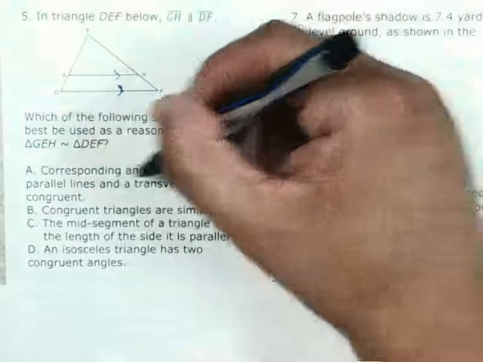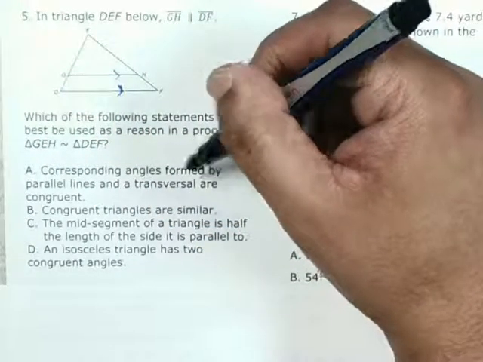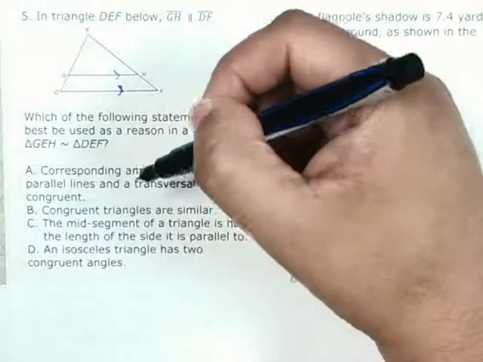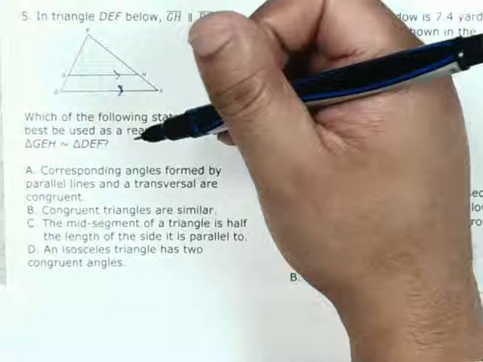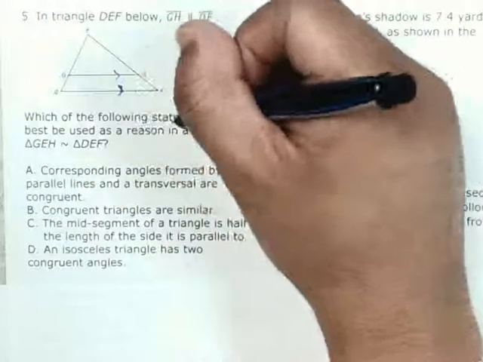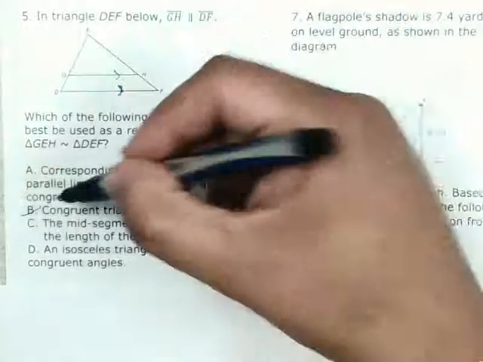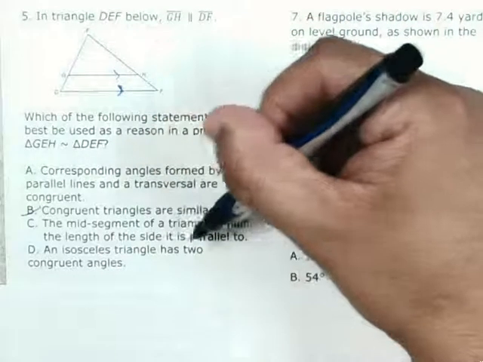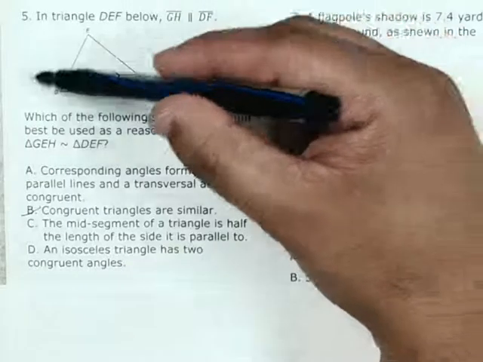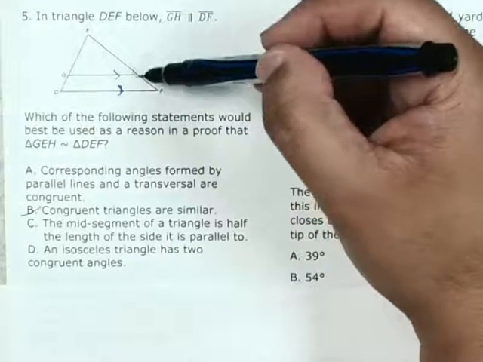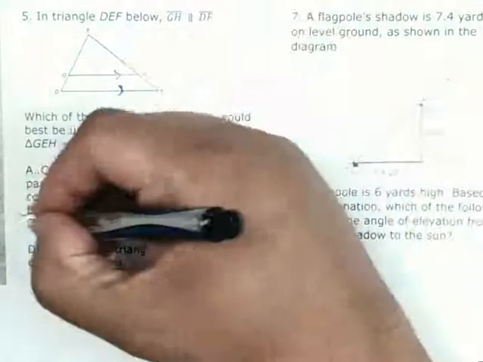So corresponding angles formed by parallel lines by a transversal are congruent. That would be true. Congruent triangles are similar. Yes, but at the same time, that doesn't apply to these two triangles the way they're drawn. The midsegment of a triangle is half the length of the side that it is parallel to. I don't know anything about these two being congruent, or H being the midpoint of EF and G being the midpoint of ED, so that won't apply.